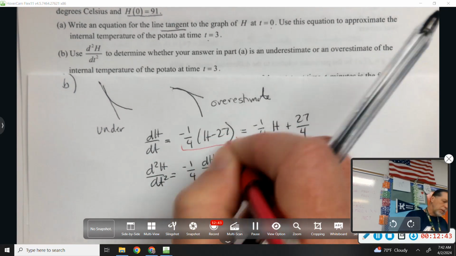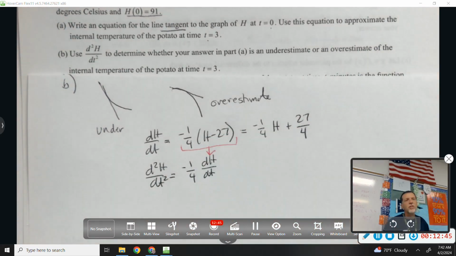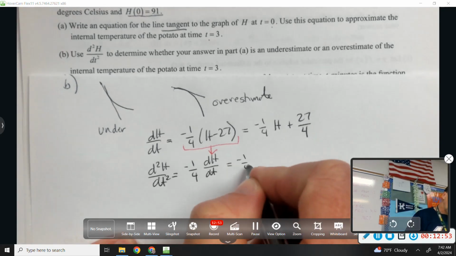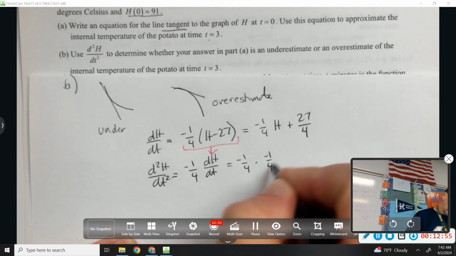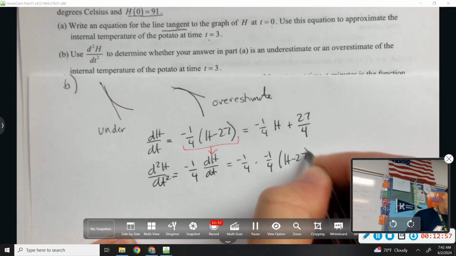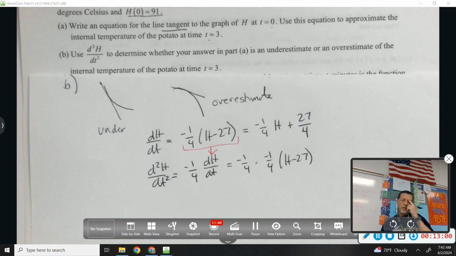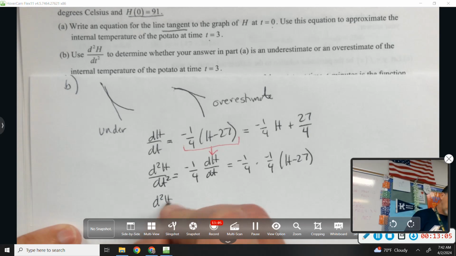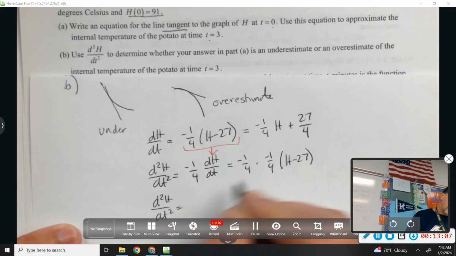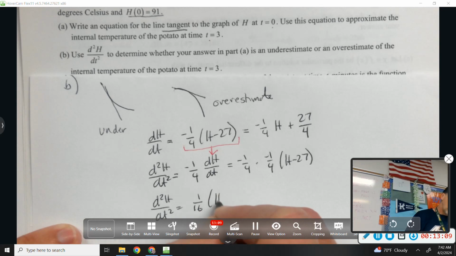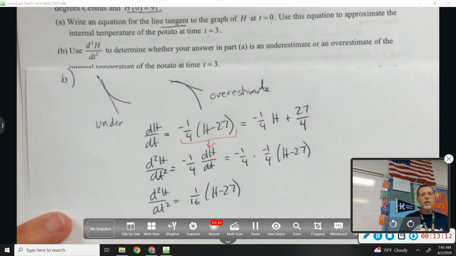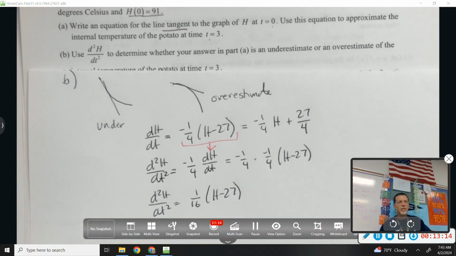But what I think most people see is they think, well, I have an expression for dH/dt, and this is what you usually do. So let's plug in for dH/dt. Negative 1/4 times negative 1/4 (h minus 27). This is probably the better way, because now I can say 1/16 (h minus 27). So what can I say about my second derivative in terms of positive or negative?